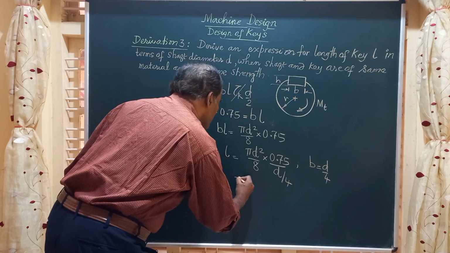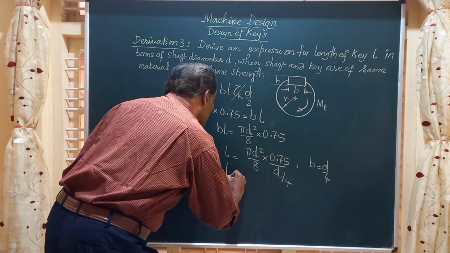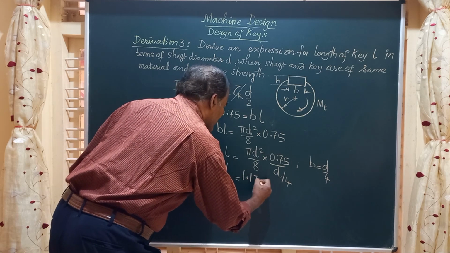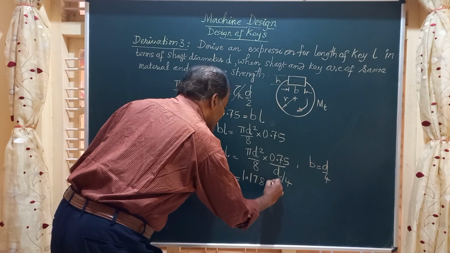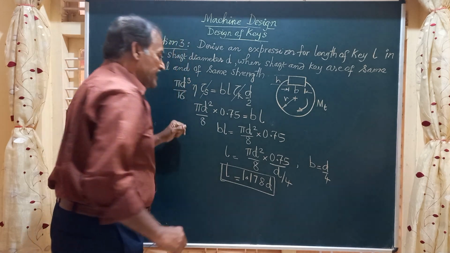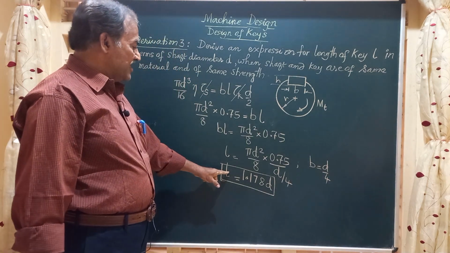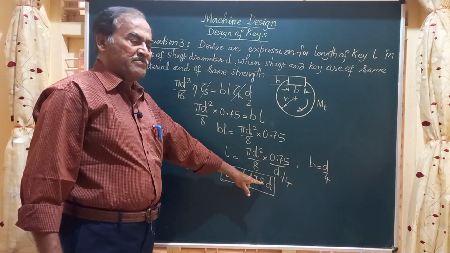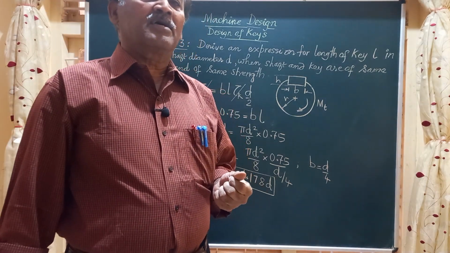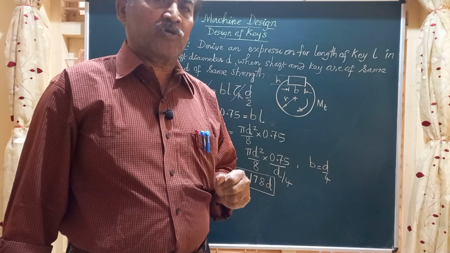Friends, if you simplify this, you will get L is equal to 1.178 times D. This is the expression connecting the length of the key with the shaft diameter when they are made of the same material and they are transmitting the same torque.